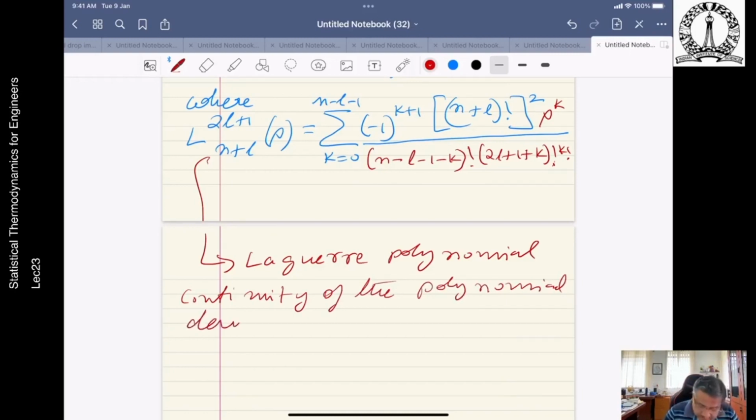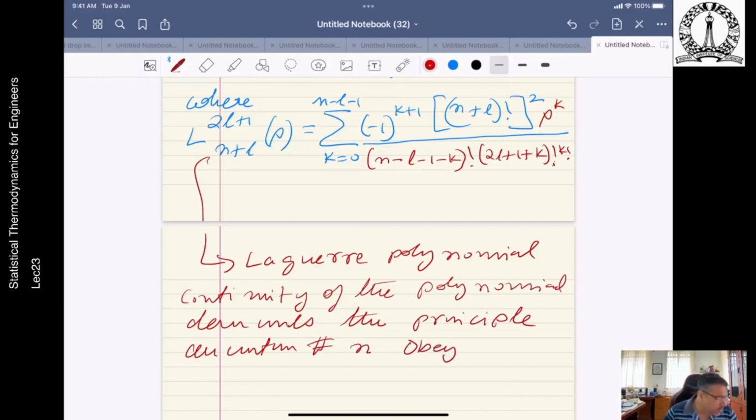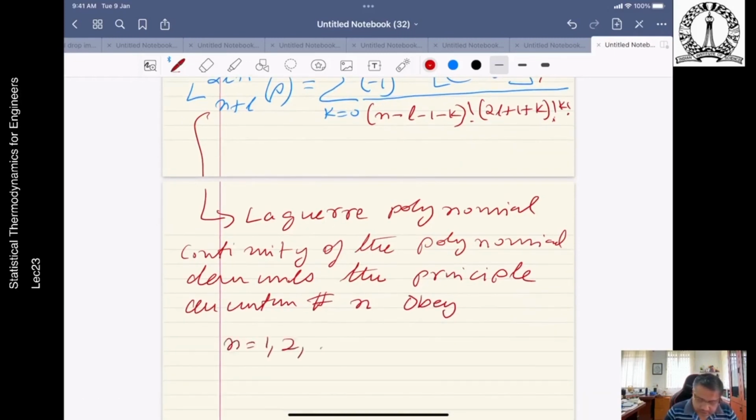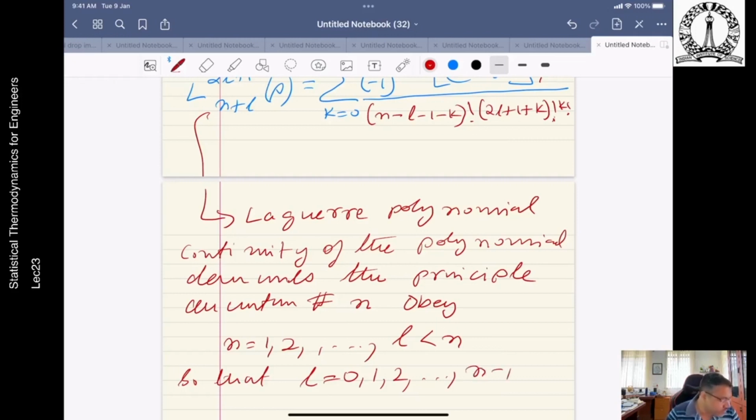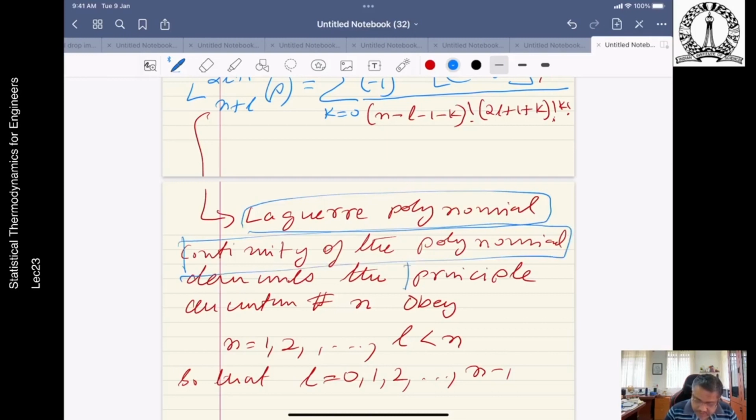The continuity of the polynomial demands that the principal quantum number n obey n equal to 1, 2, and so on, with L less than n, so that L is equal to 0, 1, 2, up to n minus 1. So this is given by the Laguerre polynomial, as we said, and the continuity of the polynomial demands that the principal quantum number obey this set of rules.